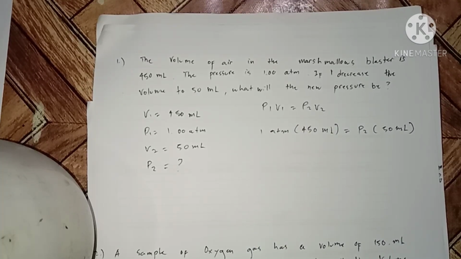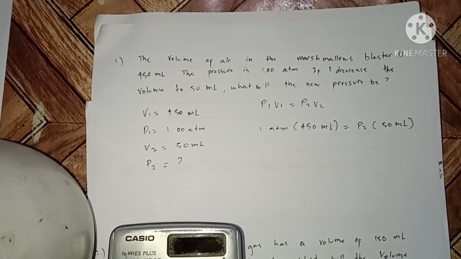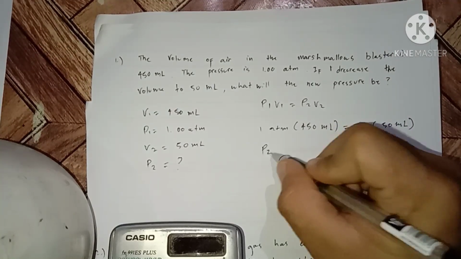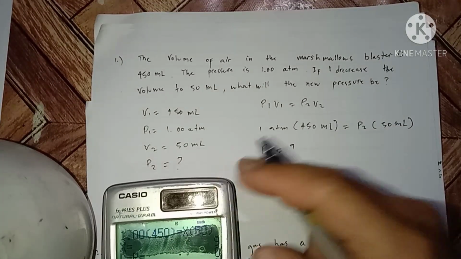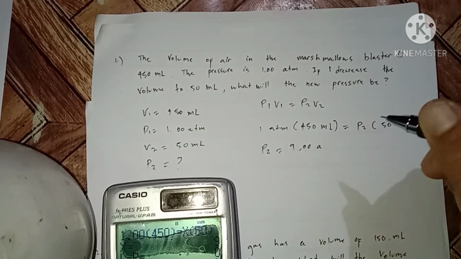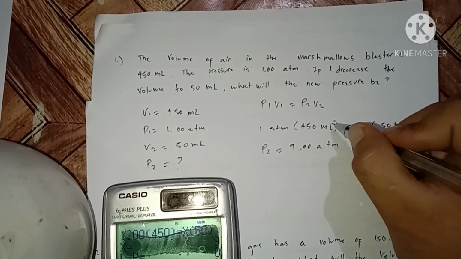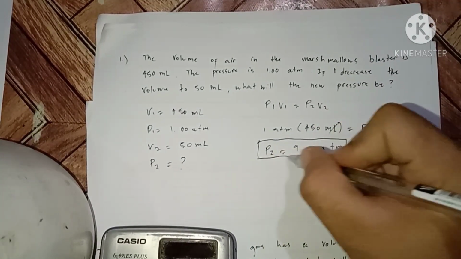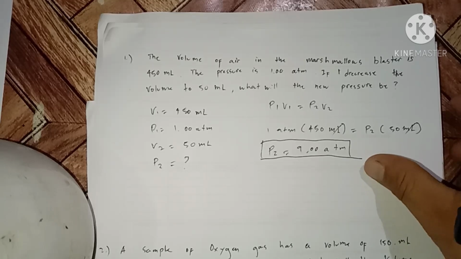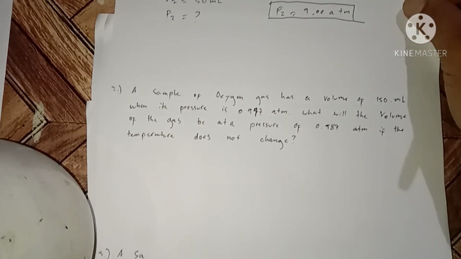So 1 times 450 divided by 50. So the value of P2 equals 9.00 atm. Cancel the units of ml. So the final answer is 9 atm. So proceed to problem number 2.